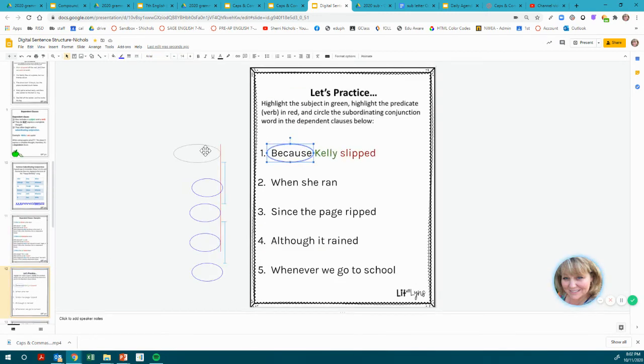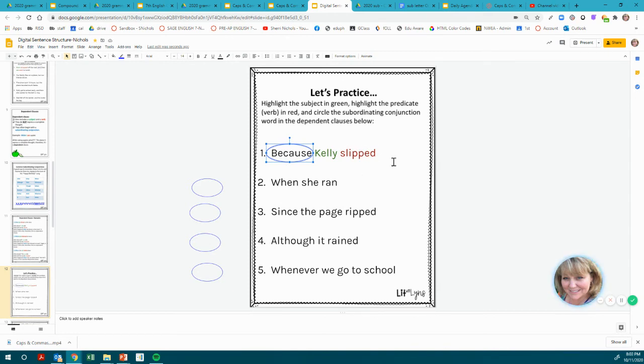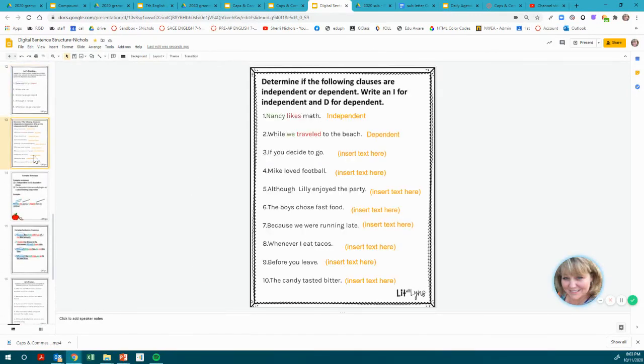So what you're doing on this one is highlight the subject in green. And again, instead of highlighting, I like to come up and just change the color. Slipped, because Kelly slipped. Make that a red. That's our verb. Now, we have our subordinating conjunction. So we're going to go ahead and bring that blue and go over it. Because Kelly slipped, this is a dependent clause because it doesn't complete the thought. Do that for the rest of those.